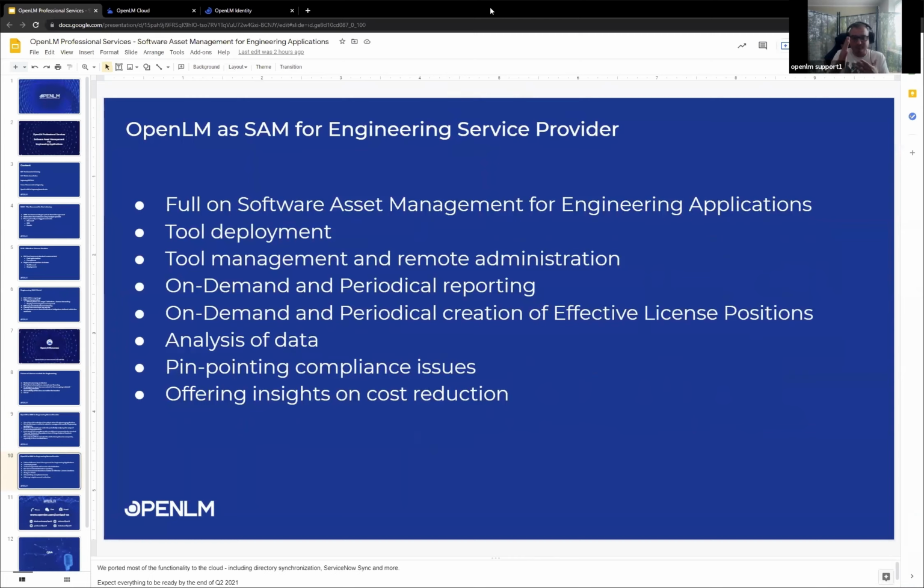We can deploy the tool. If you have our tool, you can already work with that. We can prepare on-demand and periodical reporting. We can prepare what I call the effective license position for the engineering applications, which, like I explained, is not going to be based on deployment and entitlement, but on entitlement and how your application is actually being used, analyzing the data and pointing out the compliance issues. Again, I think it's a very important topic, and then offer insights on cost reductions.